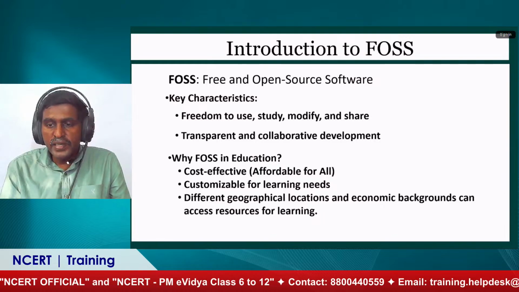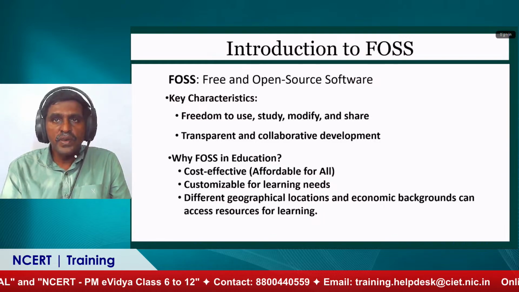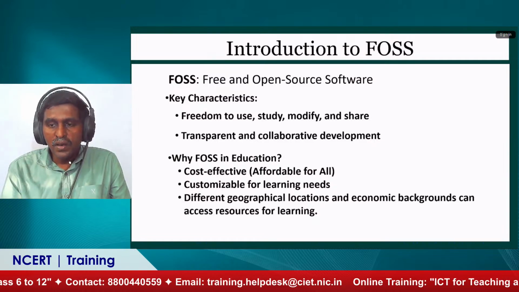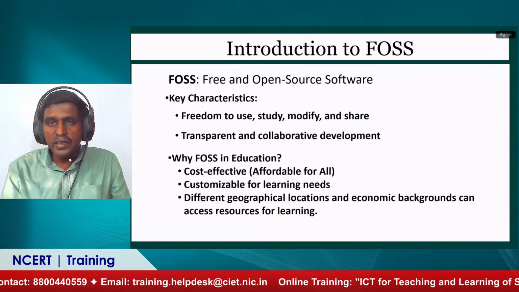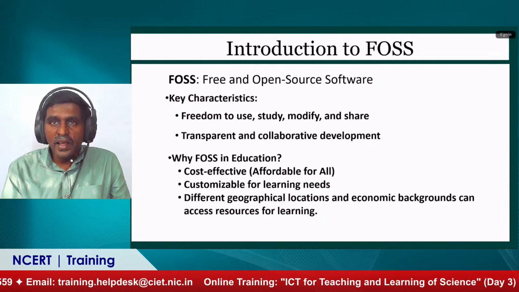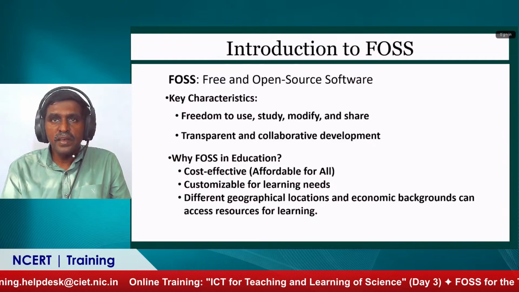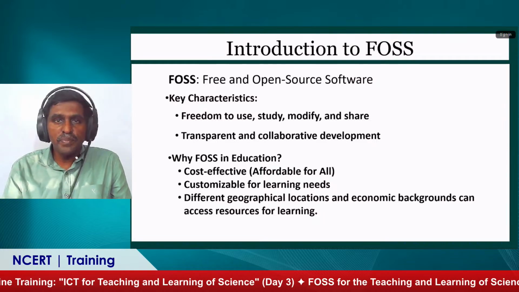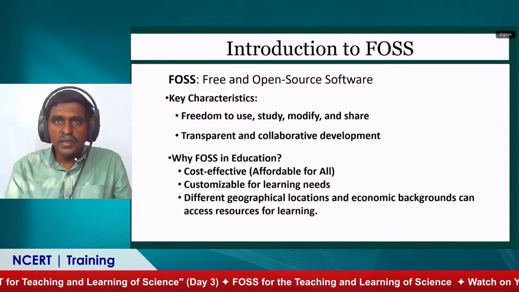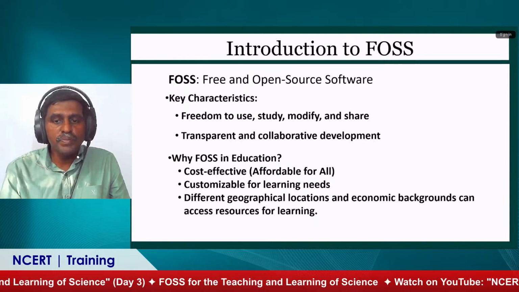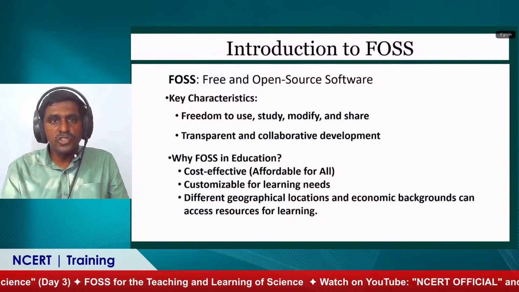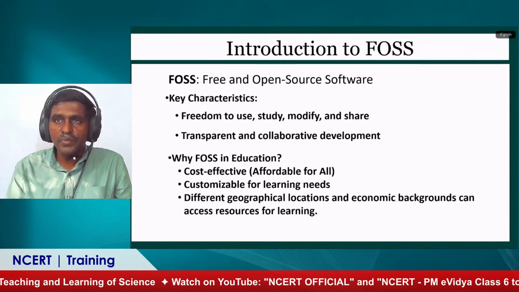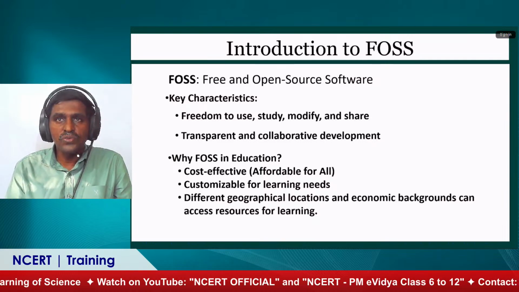Different geographical location and economic background. For example, if a student is learning from a remote area, they can't purchase proprietary software and learn. If the student is from an economically high background, they can purchase it and learn. But education should reach all people irrespective of geographical location and economic background. So such free and open source software is available for all users.